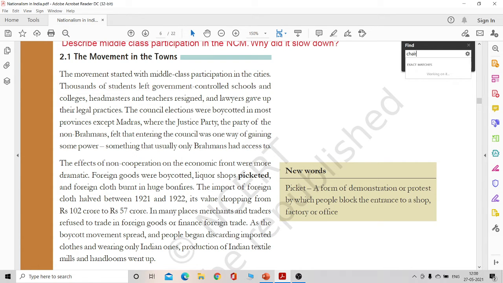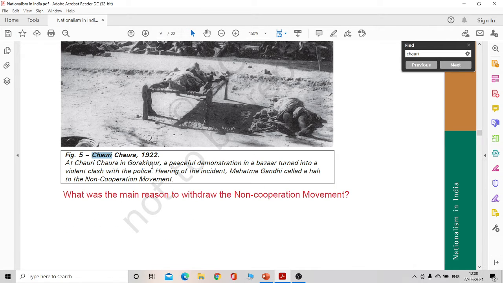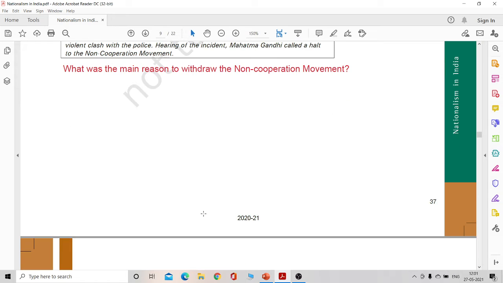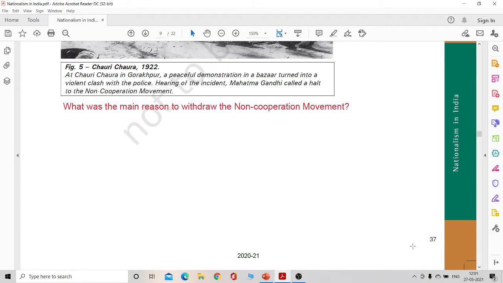So where is it mentioned? Let's just have a look. Yes, here, right? So the Chauri Chaura incident. Now, this is particularly not given in the text form in the main chapter. That is why students have difficulty finding out the answer. Although students know, but just to be sure, this is where it is written. So in the 2021 edition of NCERT, page 37, right?